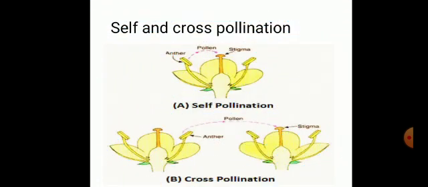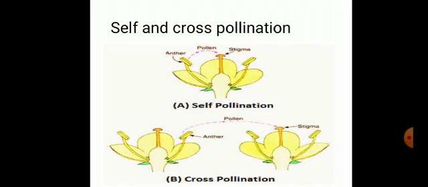Dear students, look at this figure. The first one is self pollination. It is a bisexual flower, and the anther contains pollen grains. In the same flower, the pollen grains are transferred from anther to stigma. In the second one, these flowers are also bisexual, but the pollen grains are transferred from one flower and reach the stigma of another flower. This is cross pollination. So there are two types: self pollination and cross pollination.